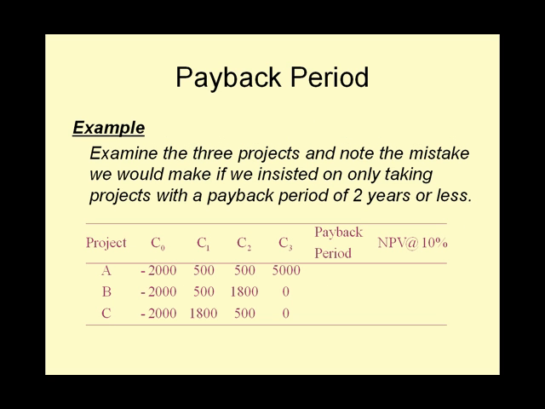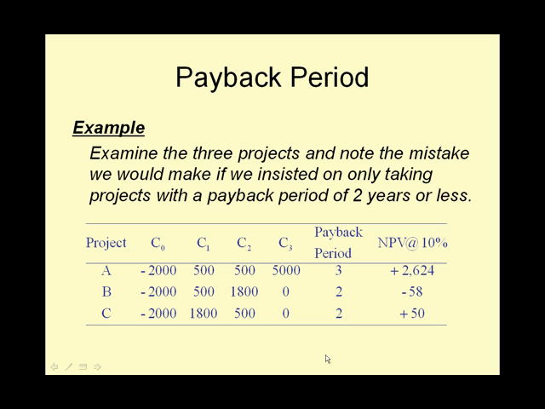Let's consider an example. We have 3 projects, and we want to see the problems that might arise if we use the payback period as our decision criterion. Each project requires an initial cash outlay of $2,000. One project generates $500 in each of the first 2 years and $5,000 in the third year. And you can see the time series of the cash flows for the other two projects. One is loaded at the second year, and a third is loaded at the first year in terms of the cash flows.